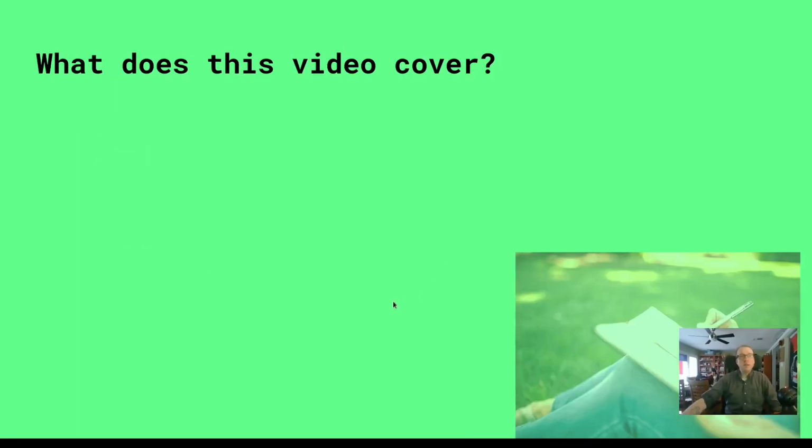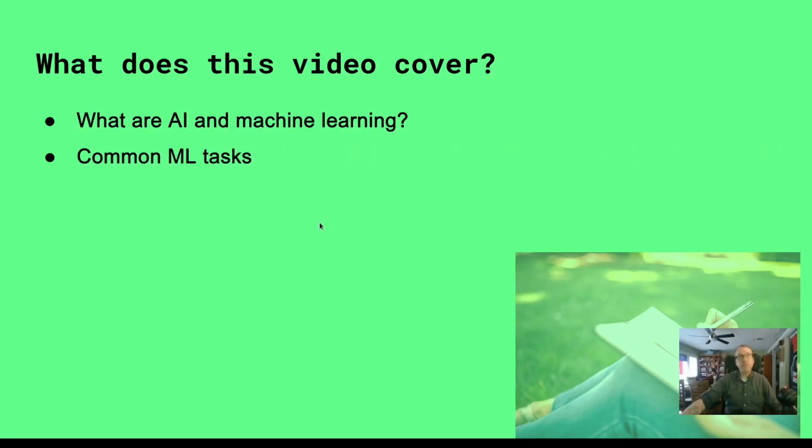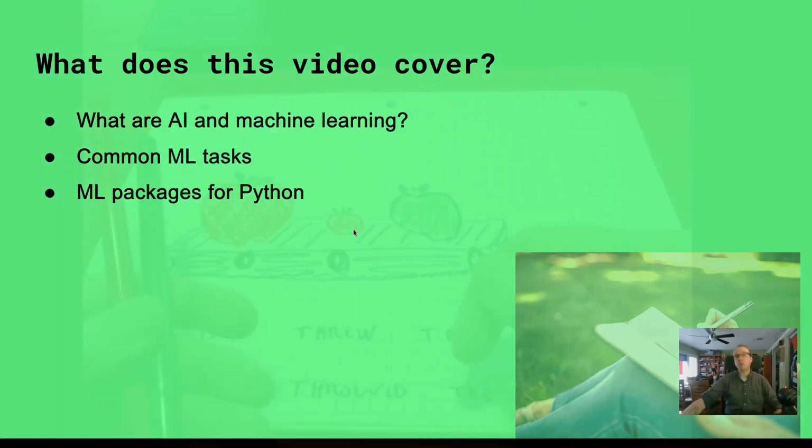So today we're going to shift our focus away from the core language Python and over to artificial intelligence and machine learning, right? What are they and how are they related? So we're going to learn the three fundamental tasks of machine learning. And we're going to discuss the two main packages for implementing neural machine learning models in Python. Those are TensorFlow and PyTorch.